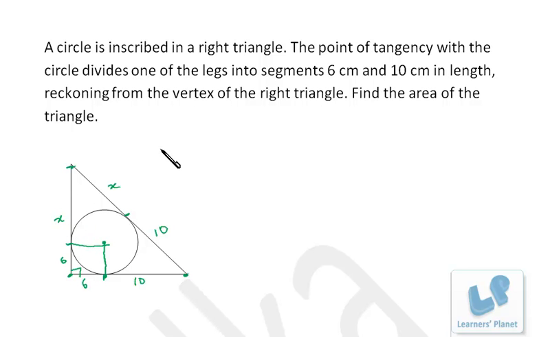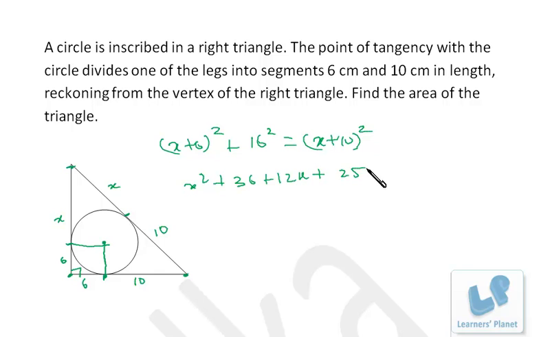We can use the Pythagoras theorem. That is (x plus 6) whole square plus 16 square is equal to (x plus 10) whole square, right? So that is x square plus 36 plus 12x plus 256 is equal to x square plus 20x plus 100. Okay, so 20x minus 12x, 8x is equal to 256 plus 36 minus 100. So 8x is 192, x is equal to 24, right? So now we got this length.